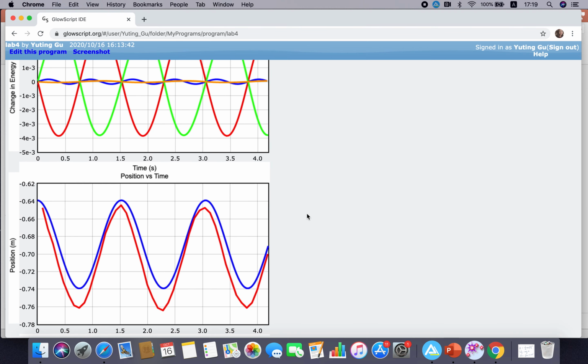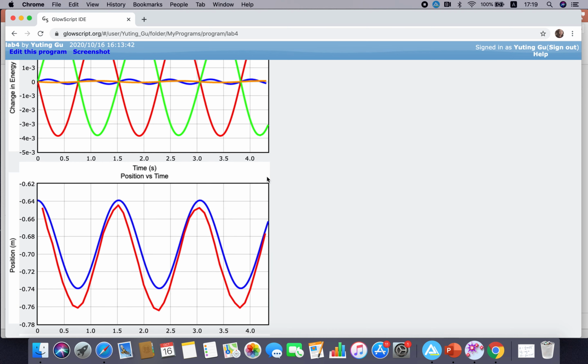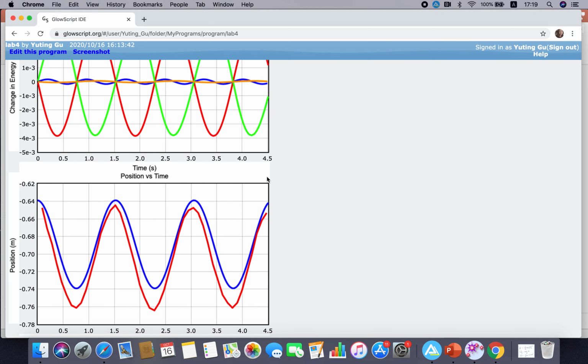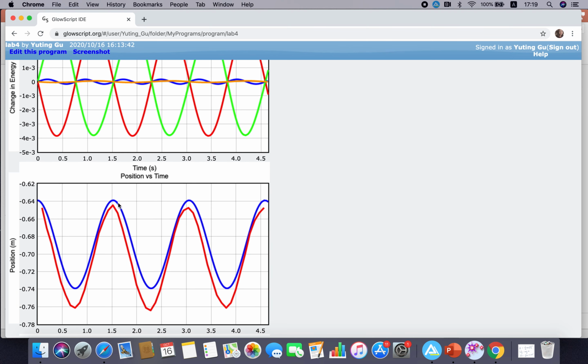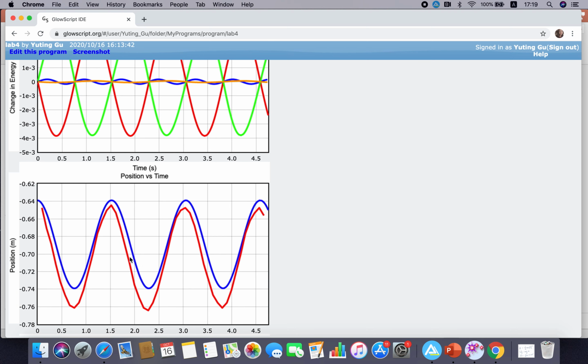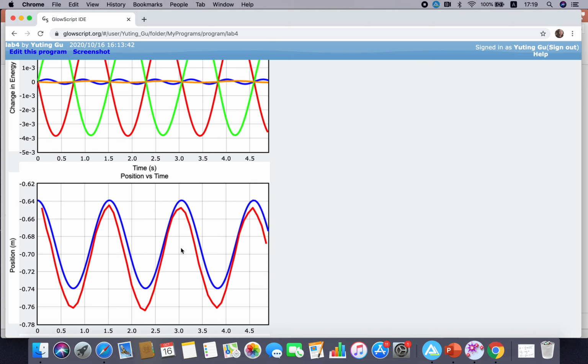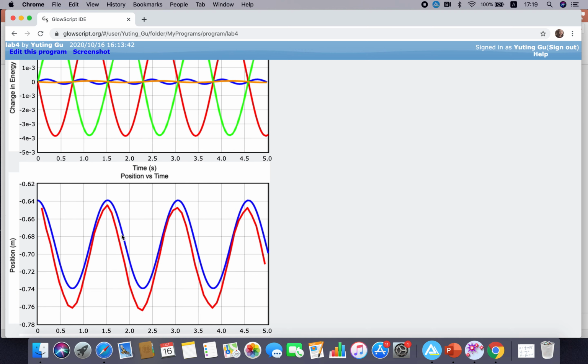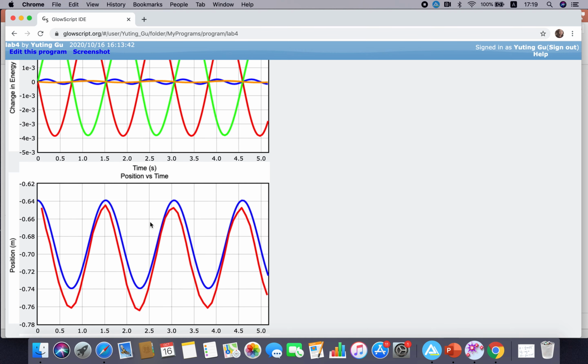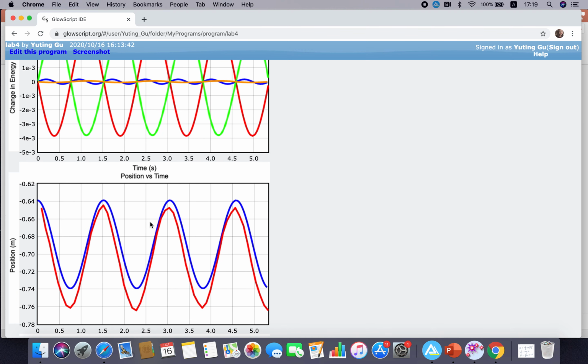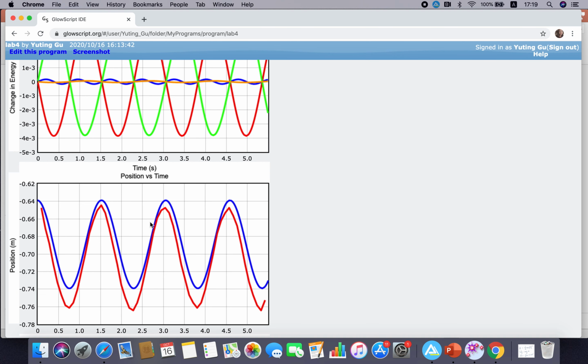When we first look at the position versus time graph, we can see that the blue one is the model and the red one is the actual ball. We can see this motion is pretty similar, and there isn't a huge difference, except the model is oscillating vertically while the actual ball is oscillating back and forth.